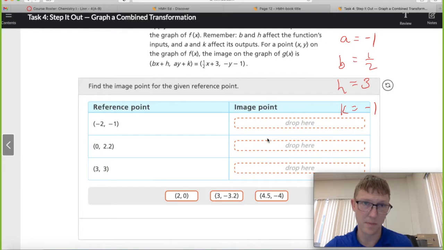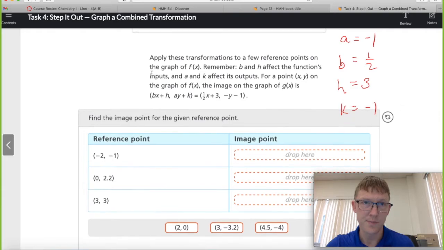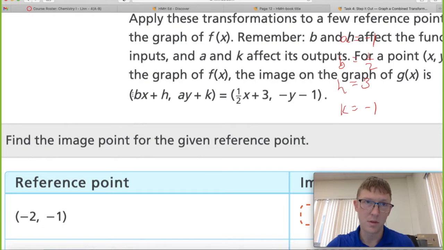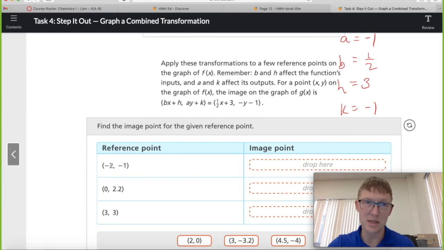So let's see here. For our reference point, so what they did here, bx plus h, ay plus k. So then that equals, we added in some of our a, b, h, and k stuff. 1/2 x plus 3. So then we can just take this -2, shove it into 1/2 x plus 3. So that's going to be -1 plus 3, which is 2.